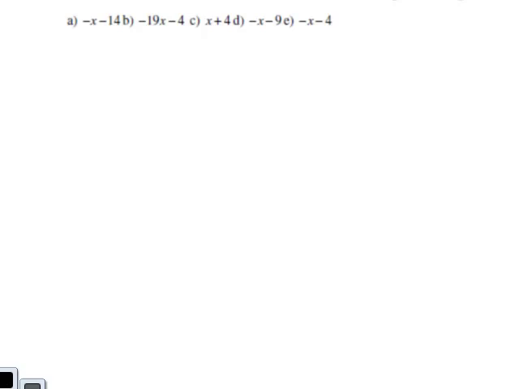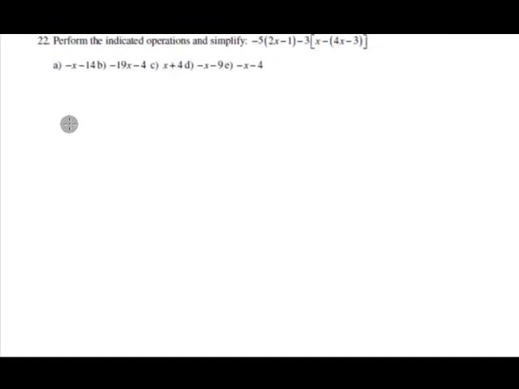We want to perform the indicated operation and simplify it. So let's try to understand the question first. The indicated operation, let's see what kind of operation it has. Operation means it can be addition, subtraction, multiplication, division. So let's look at what they have.